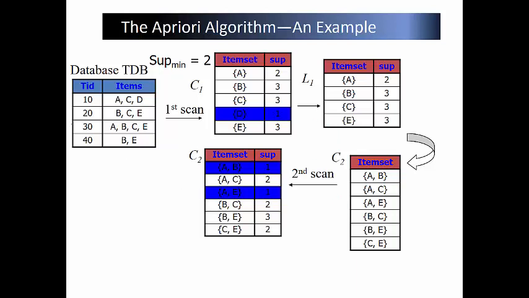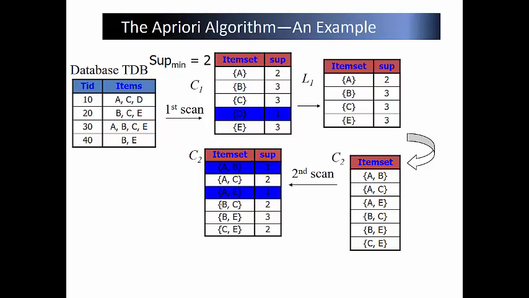You need to get the support as we counted here. How many records have A and B together? Only transaction ID 30. So the number is 1 here, right? And how many have A and C? TID 10, TID 30. So there are 2 occurrences. Frequency is 2. How many records have both A and E? That is transaction 30. Only 1 record.